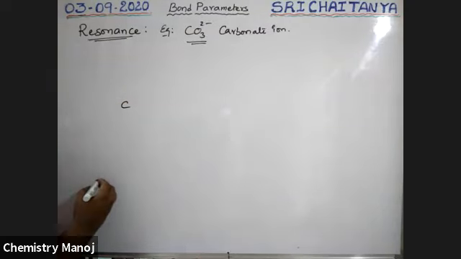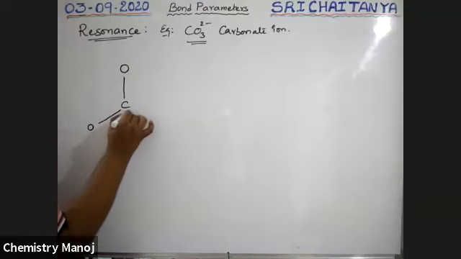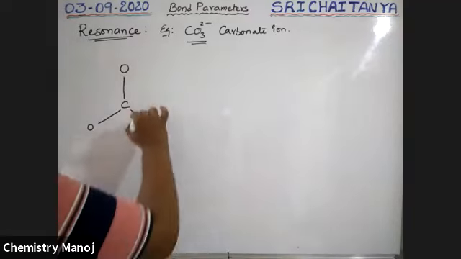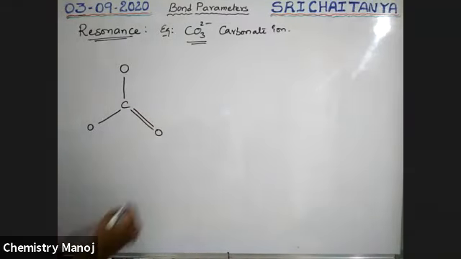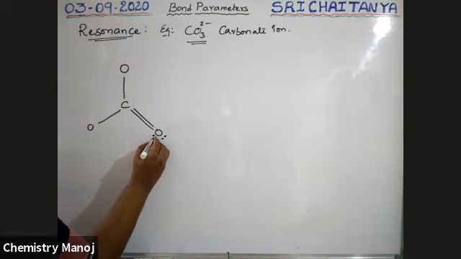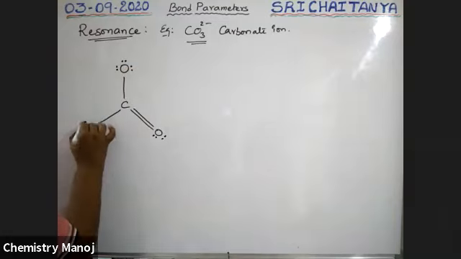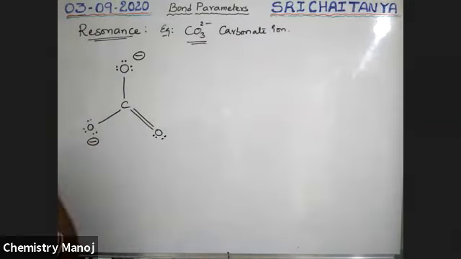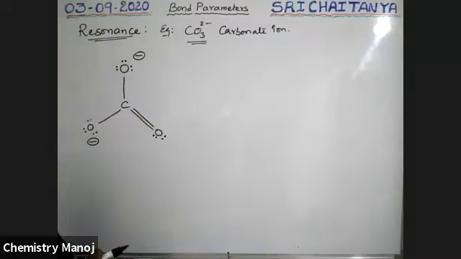There is a carbon as the central atom. The 3 oxygens are in a trigonal planar shape. One of these 3 oxygens has a double bond. This oxygen has 2 lone pairs. The remaining 2 oxygens have 3 lone pairs each. This oxygen has a negative charge, and this oxygen has a negative charge. This is the CO3 2- ion structure.